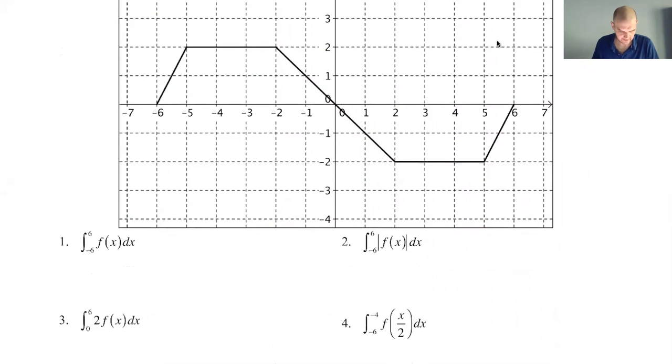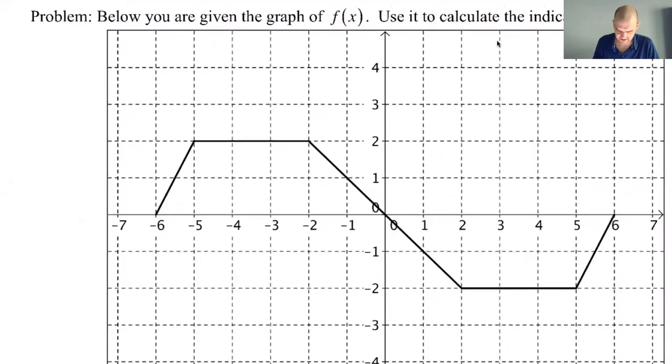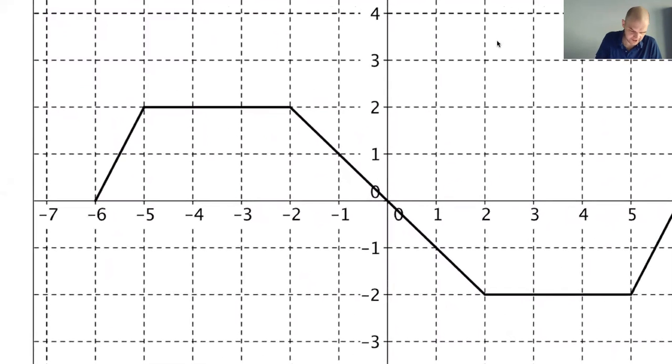So first question we want to do is the definite integral from -6 to 6 of f of x dx, which is kind of like this whole thing. So let's divide this up and find some regions. I'm going to cut this here. So this is half of this rectangle. So that's going to be 1. And then I'm going to cut it here.